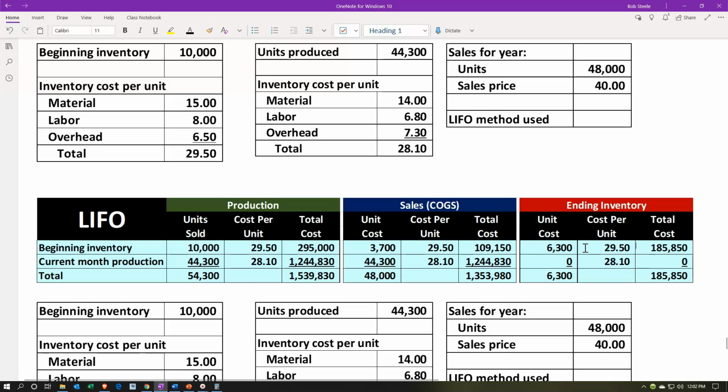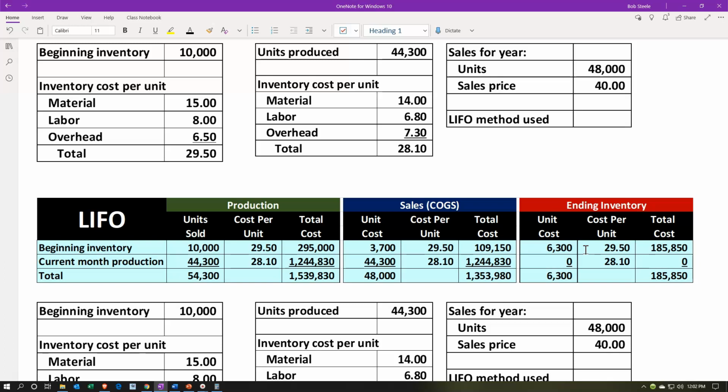So you can see that we actually look better under LIFO, which is the opposite of what would normally happen, because the units in ending inventory, which are assets, we want to look good. If we want to look good, we want the asset valuation to be higher. Then it's higher here than what it would be under FIFO.